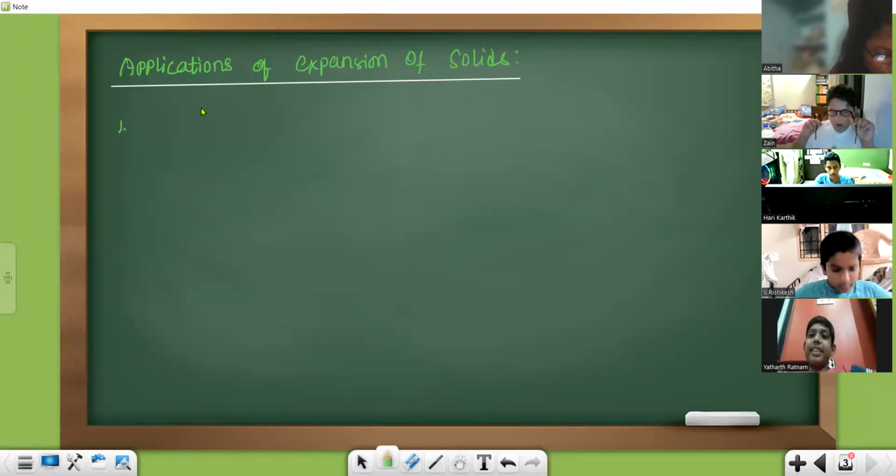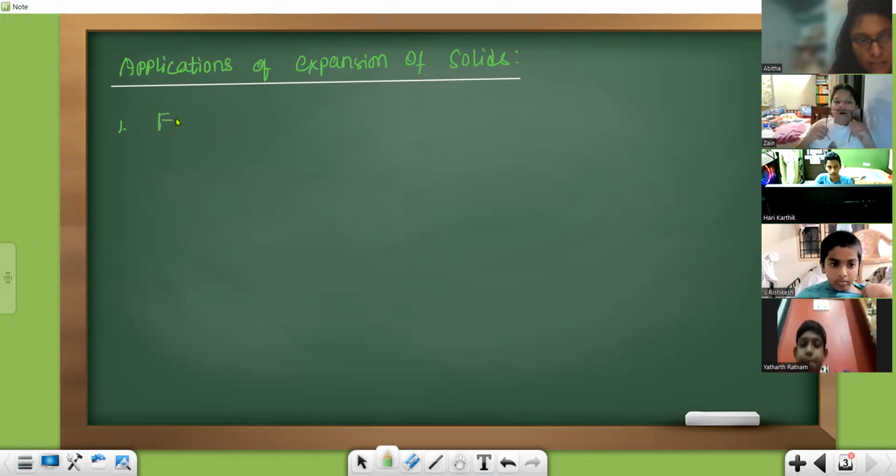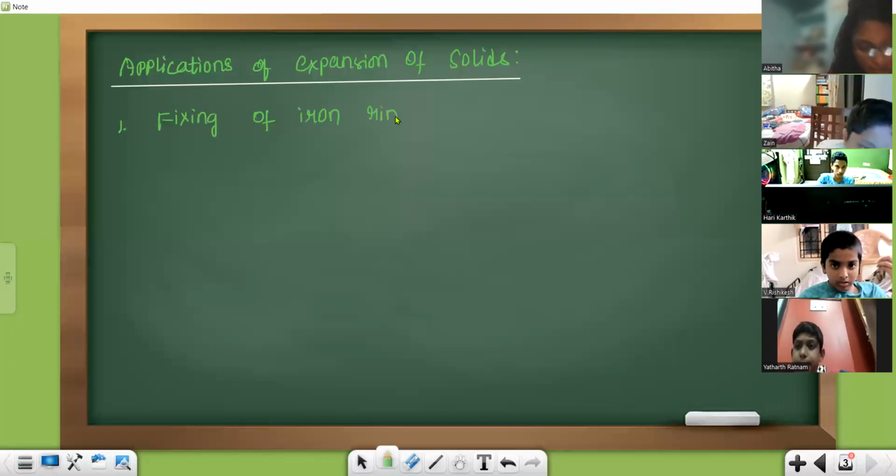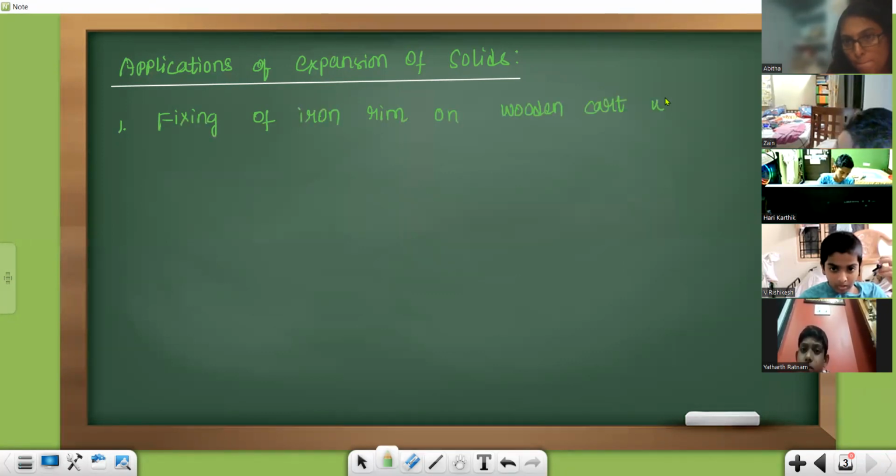So you can write that as an example: fixing of iron rim on wooden cart wheels. Okay. Next, we can see riveting of metal plates.